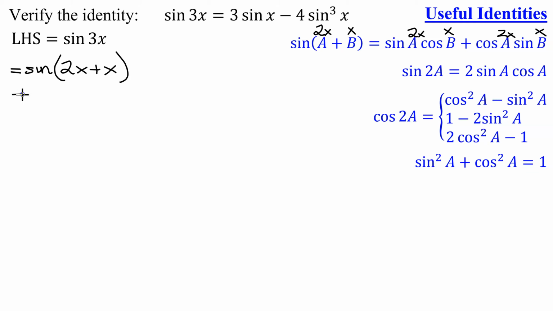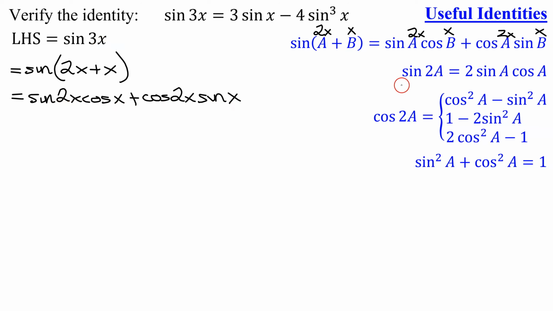So now, using this identity, the sine of 2x plus x becomes the sine of 2x times the cosine of x plus the cosine of 2x times the sine of x. So now I don't have a 3x as an argument of any trig functions. I've either got 2x or x as my arguments.